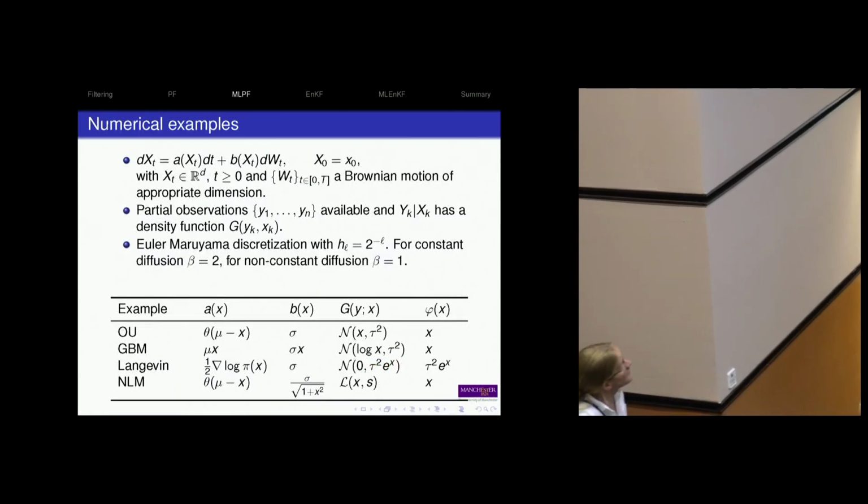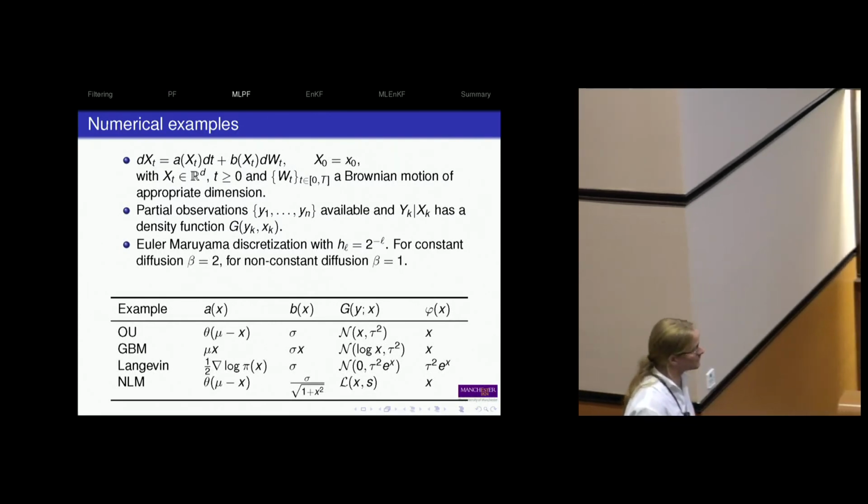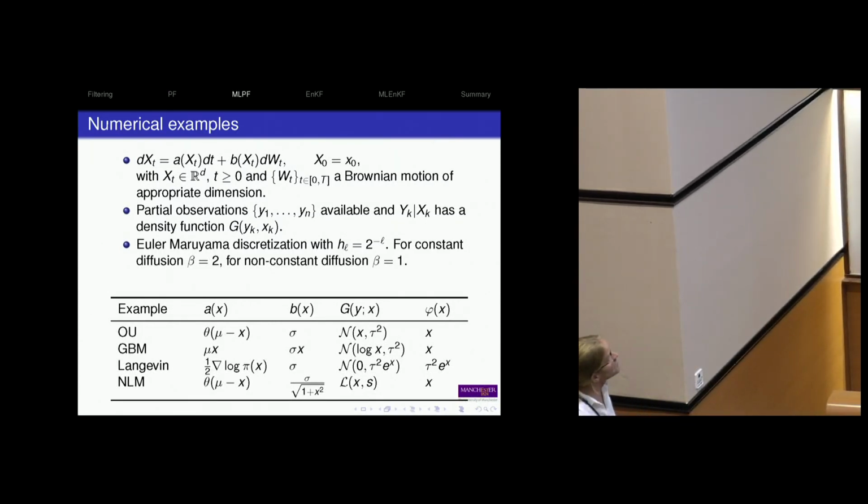Okay, and so we checked that numerically, and it checks out. It seems to be sharp. So take this example SDE. We have some drift A of x and diffusion B of x.